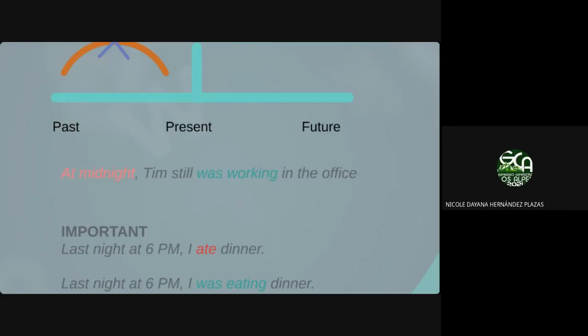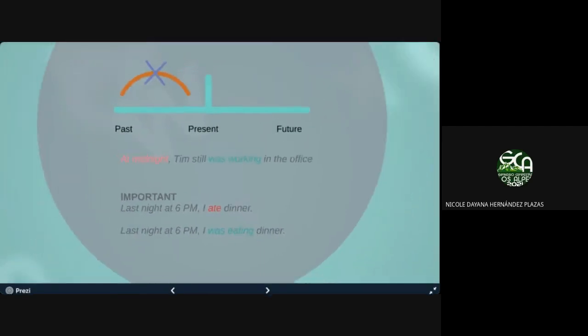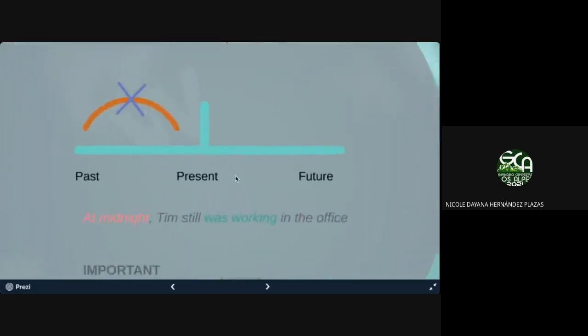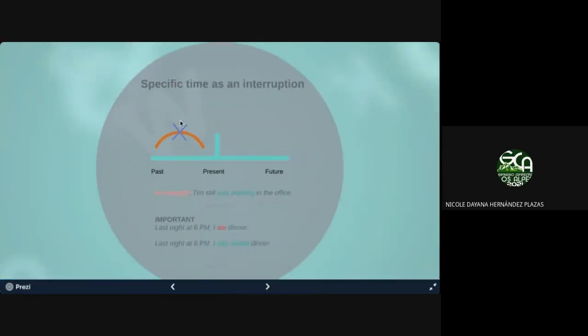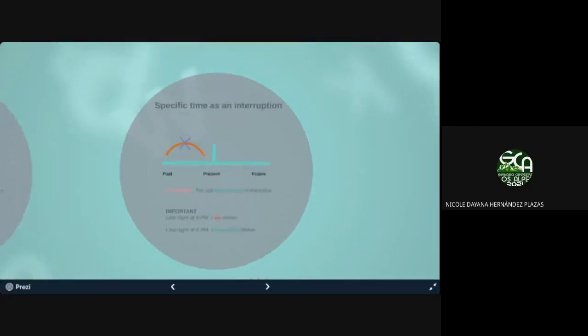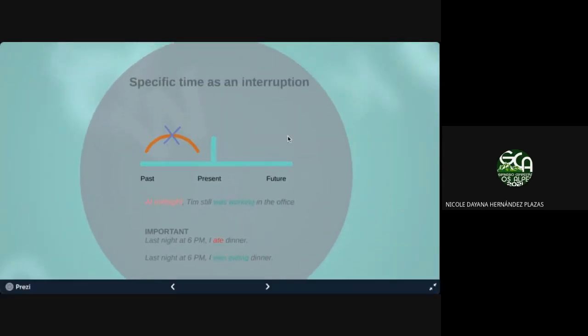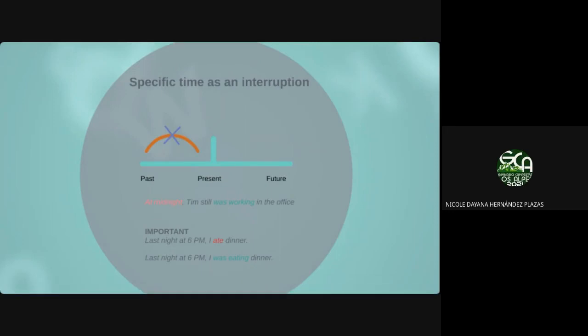Can you see? So look at this. Last night at 6 p.m., I ate dinner. Or you can also have last night at 6 p.m., I was eating dinner. What happened here, babies? This is just to show you guys that it doesn't matter when you have specific times. Cuando tú tienes un tiempo específico, puedes usar simple or you can use continuous.